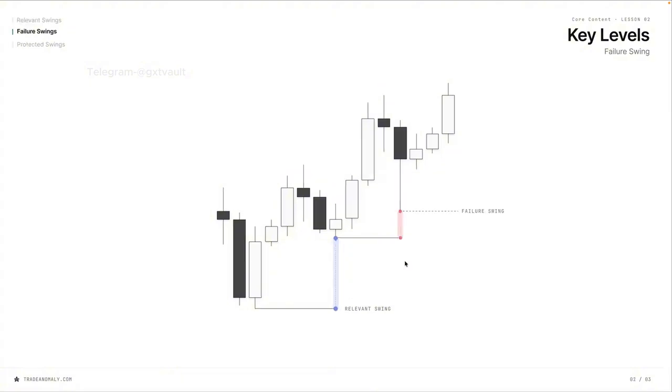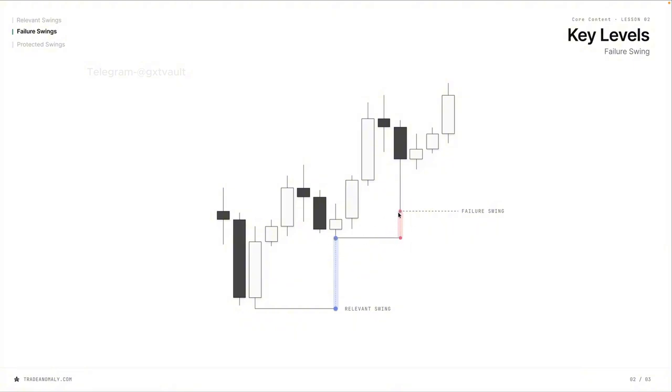So now let's talk about what a failure swing is. It is the exact opposite of a relevant swing. It is not spaced out highs and lows, right? So you can see the space between that, right? If you mark out premium discount from here to here, this is in premium, right? It has that large proximity that we want. Over here, we have that close proximity, right?